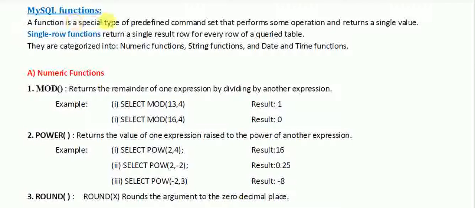A function is a special type of predefined command. So, functions are predefined commands that perform some operations and return a single value. Now, single row functions return a single result row for every row, meaning a single result for every value. They are categorized into numeric, string functions and date and time functions. These are the major categories of single row functions.